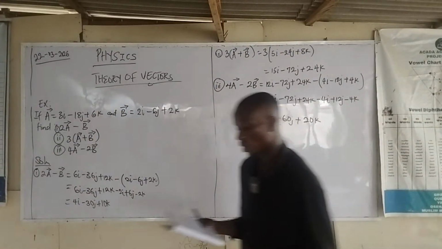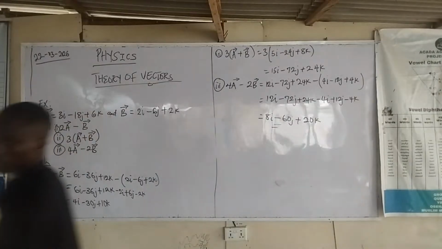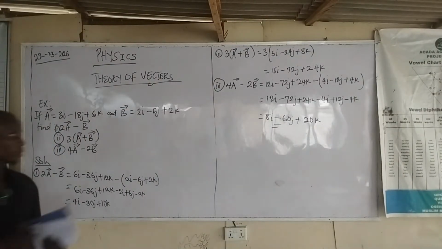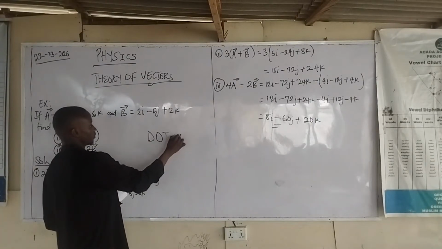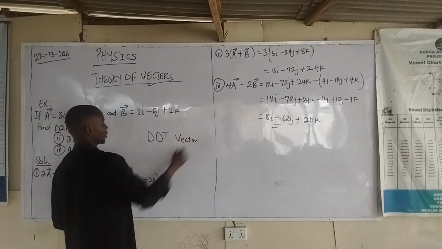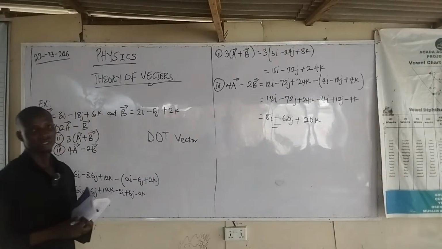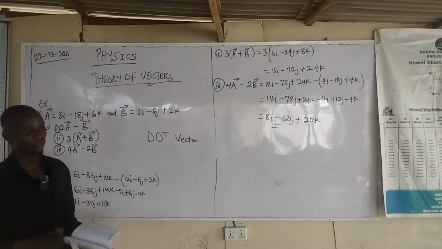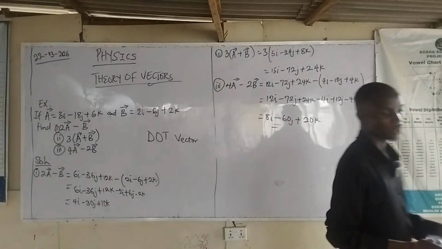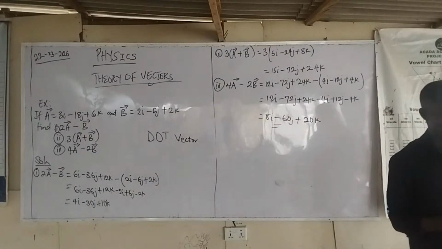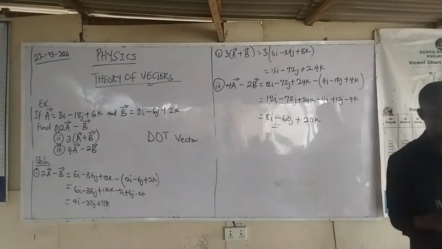The scalar product is also called dot vector. Dot as in D-O-T.